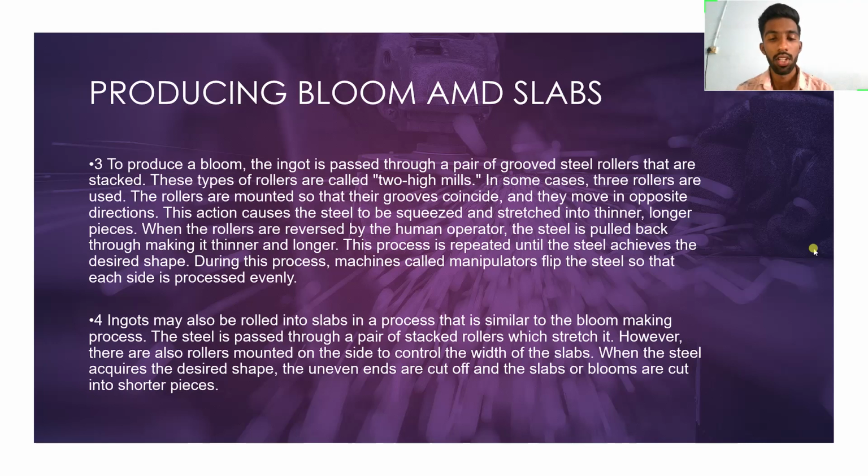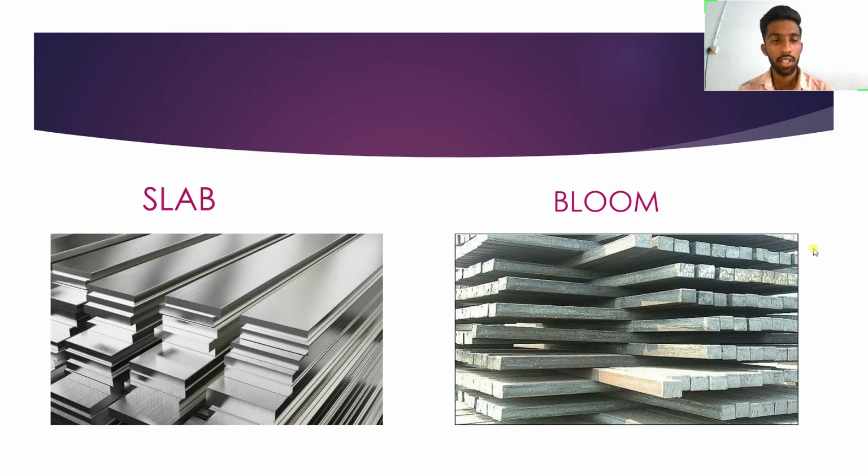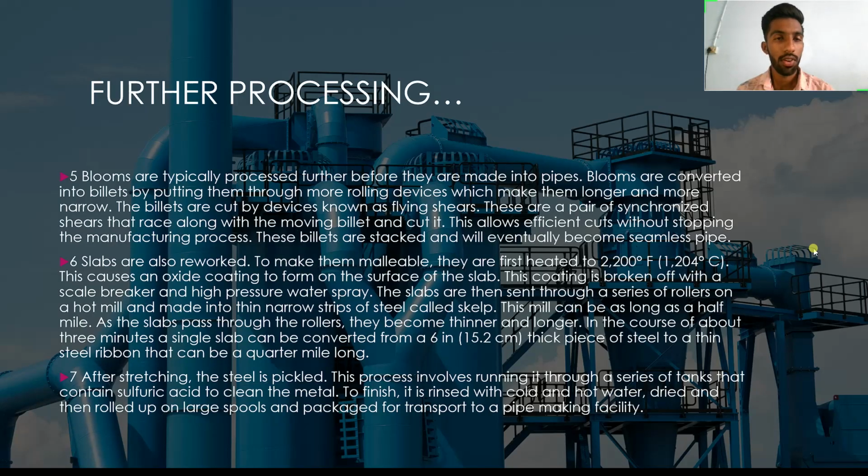Ingots may also be rolled into slabs. The process is similar to the bloom making process. The steel is passed through paired stacked rollers which stretch it. However, rollers mounted on the side control the width of the slab. When the steel acquires the desired shape, uneven ends are cut off, and slabs and blooms are cut into shorter pieces. These are the two images which show slabs and blooms.